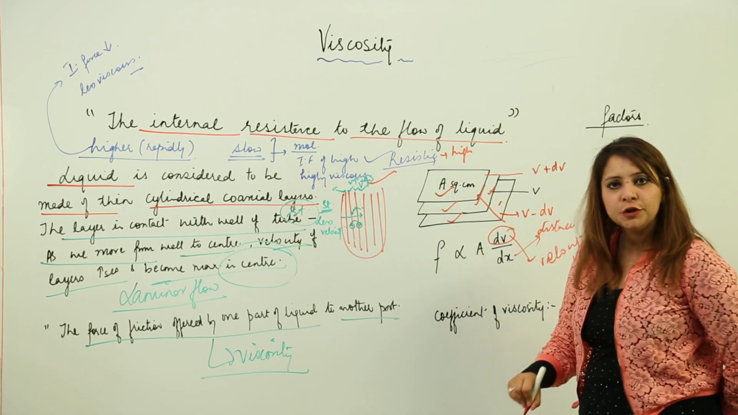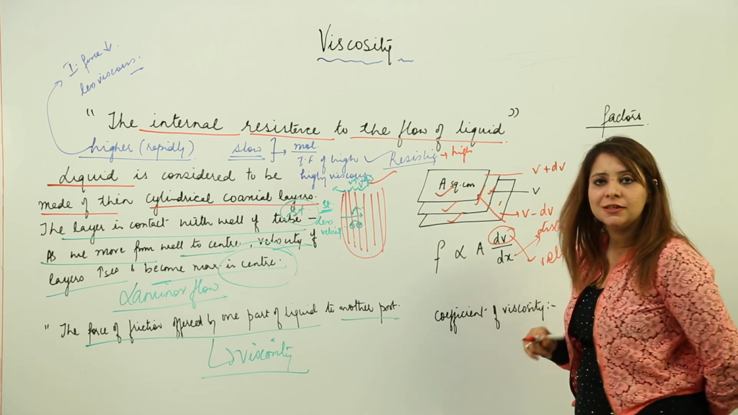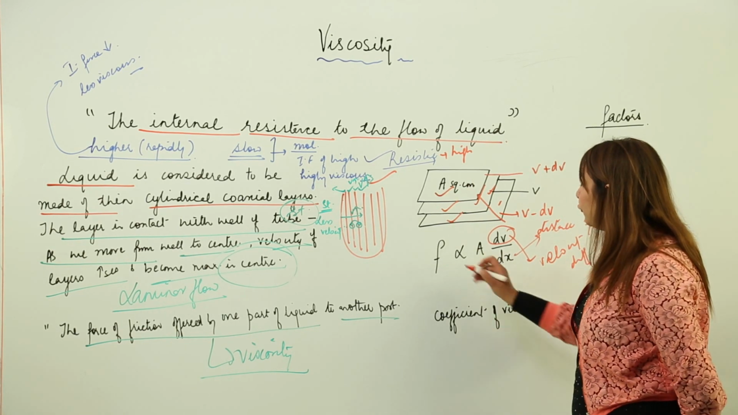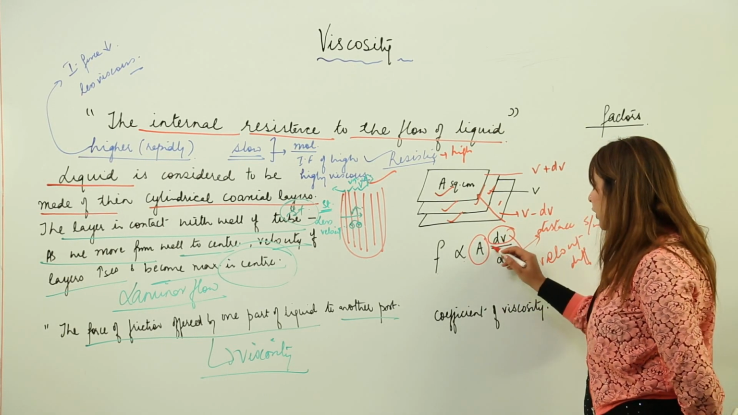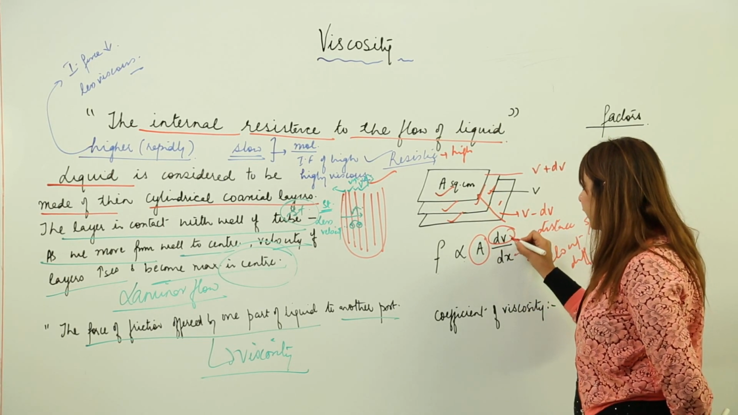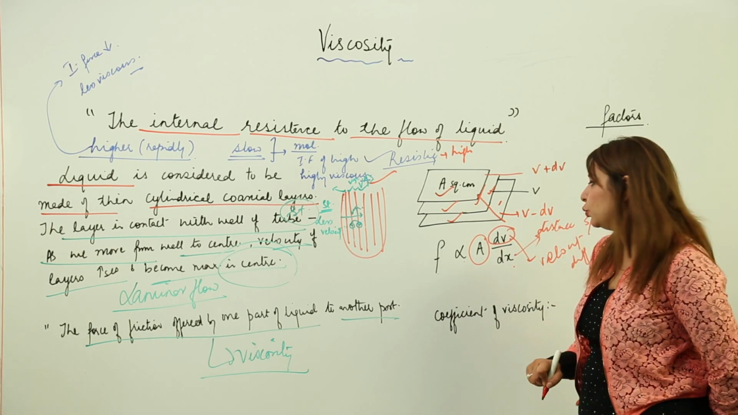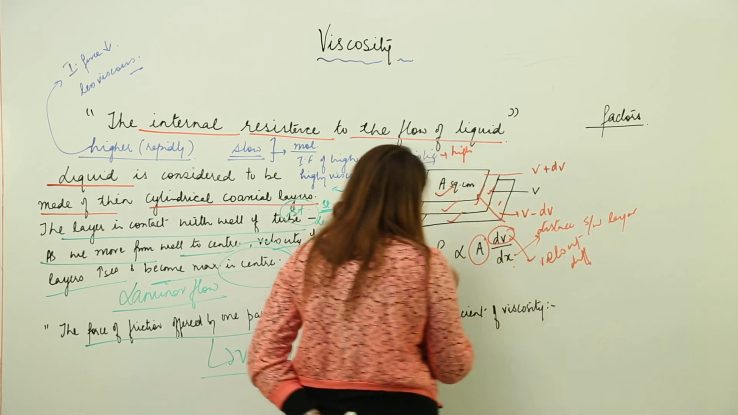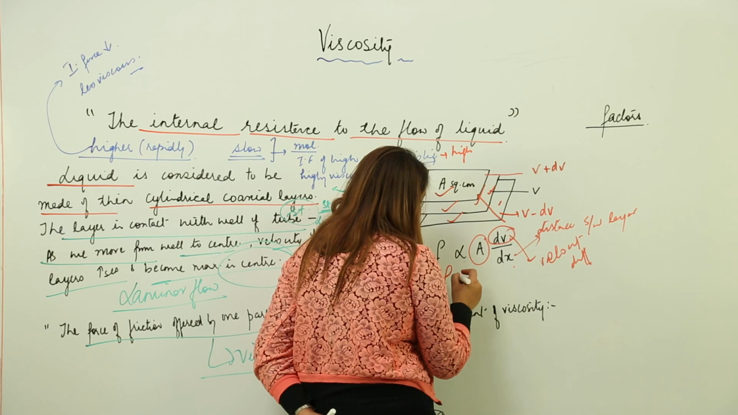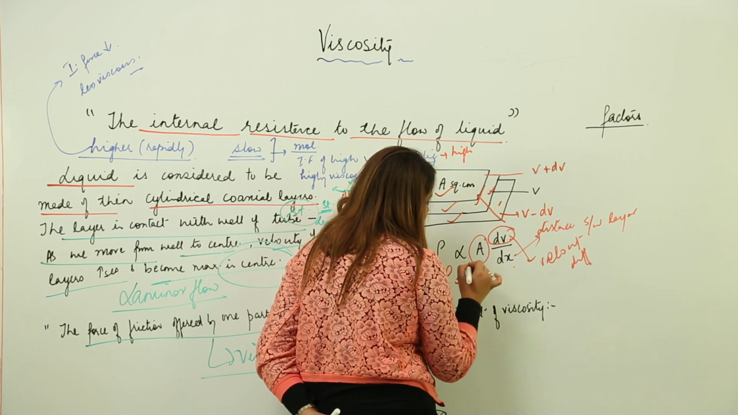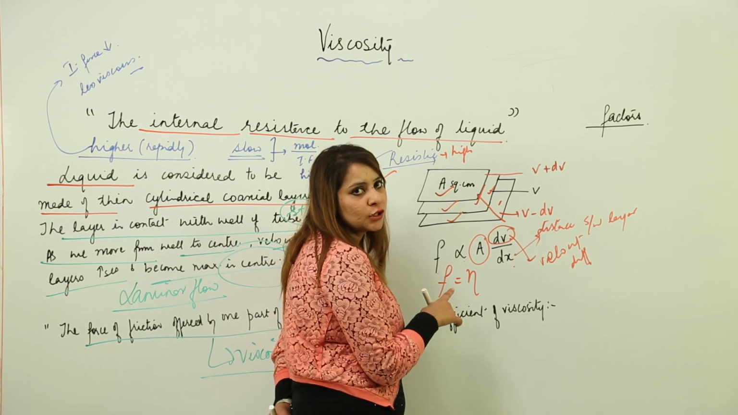dv is the velocity difference between two layers, the upper and the other one, and dx is the distance between the two layers. So force of friction is directly proportional to the area of cross section into the velocity difference between two layers divided by the distance between the two layers. When we remove the proportionality sign, we put a constant, which is called the coefficient of viscosity.